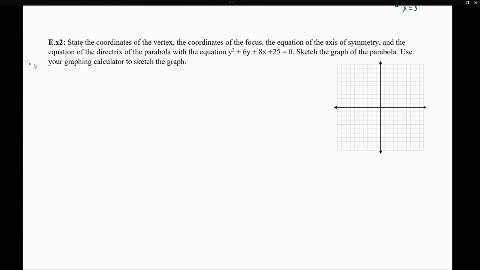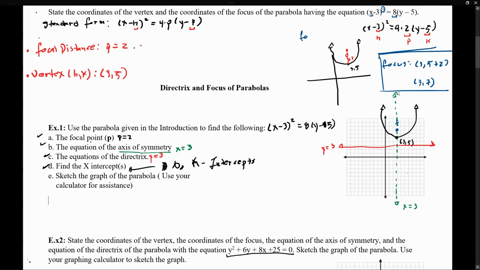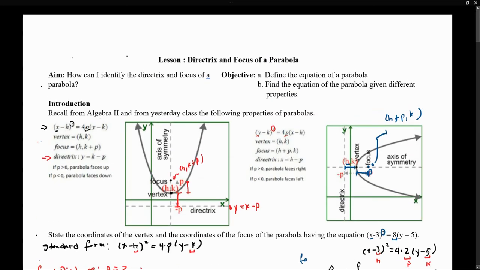Because if we take a look at the way that this equation is being defined, this equation looks nothing like any of the standard forms that we have discussed previously. Once your equation is written in standard form, then it's easy for us to identify the vertex and the focal distance.